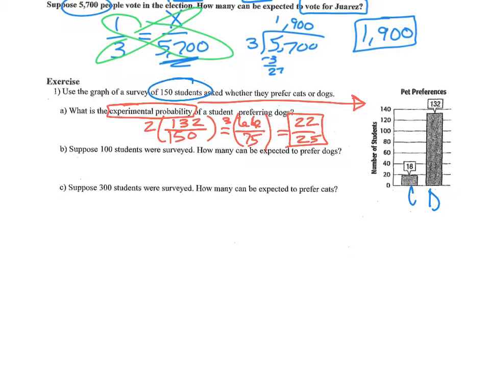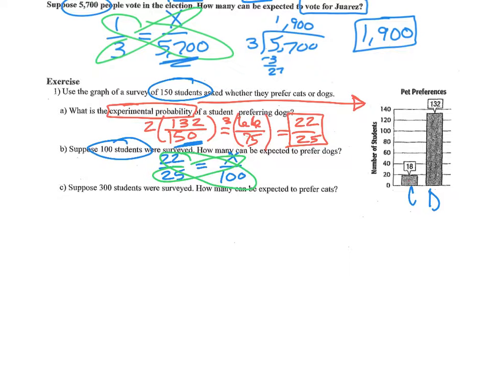So 22 over 25, that's your experimental probability looking at people that prefer dogs out of the total people surveyed. So B says, suppose 100 students were surveyed. How many can be expected to prefer dogs? Just like that last problem, we're setting up a proportion. We're going to use the experimental, the 22 over 25, where the bottom numbers are total. Up here it was 150, we've just reduced it down to 25. So then the new total of 100, and we can cross multiply and divide.